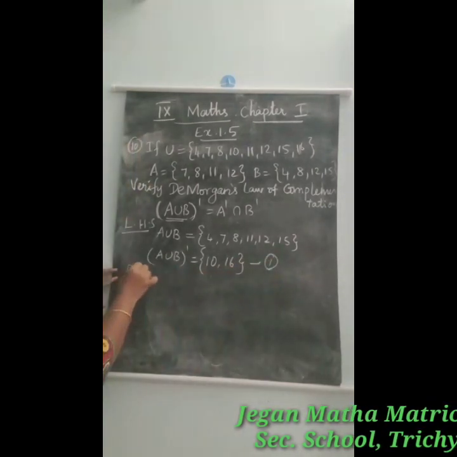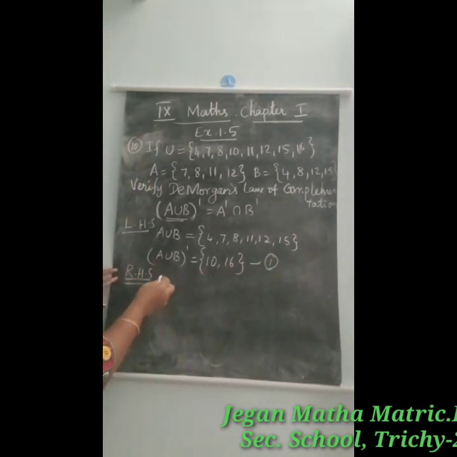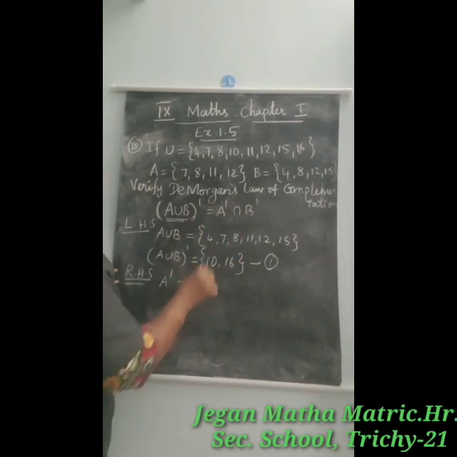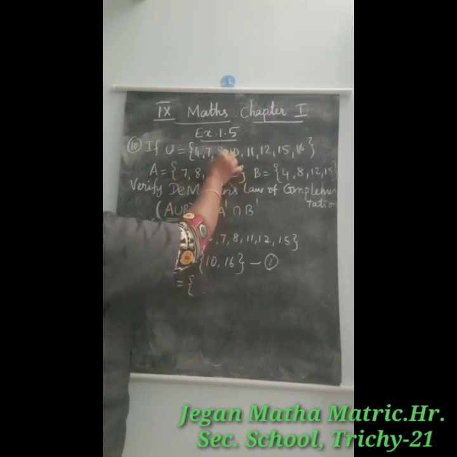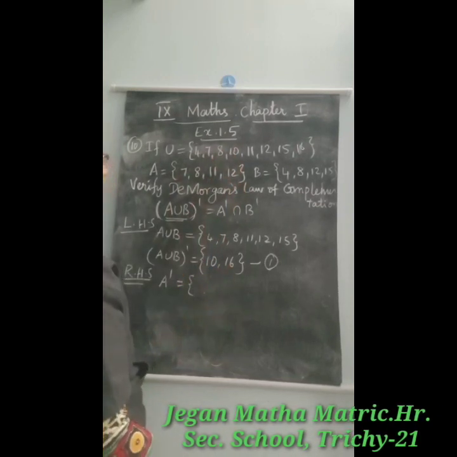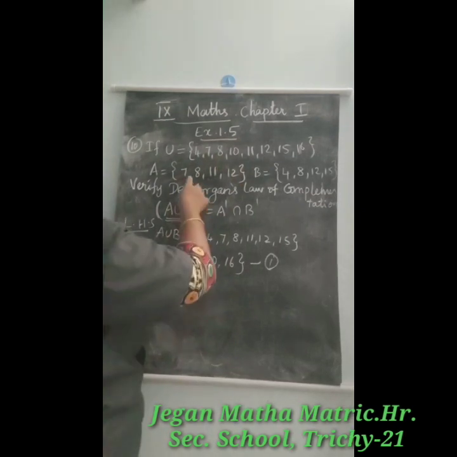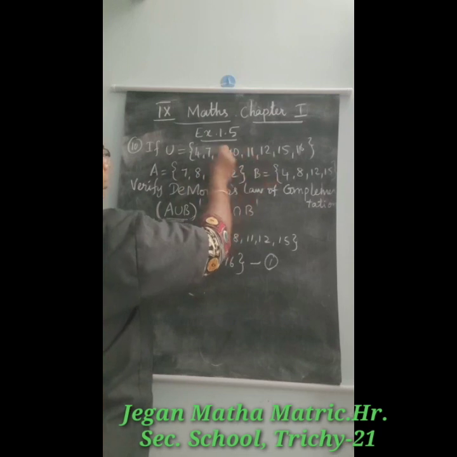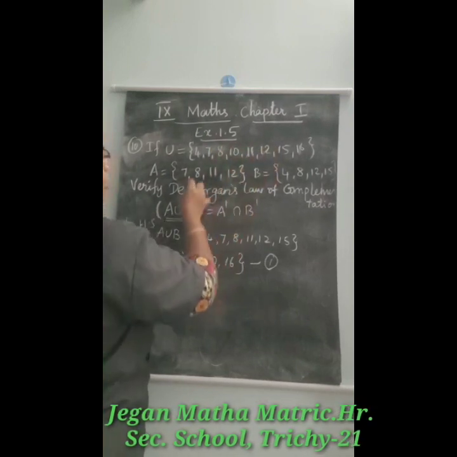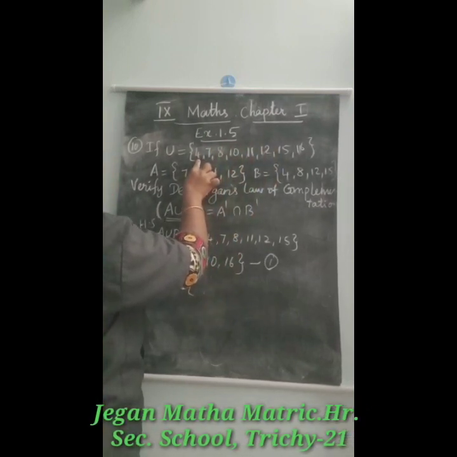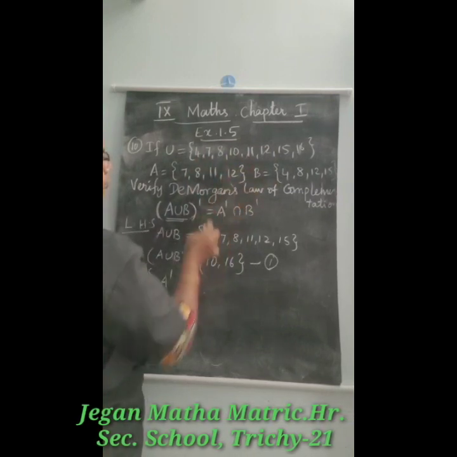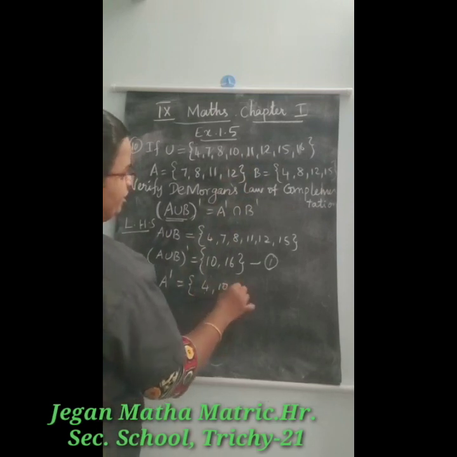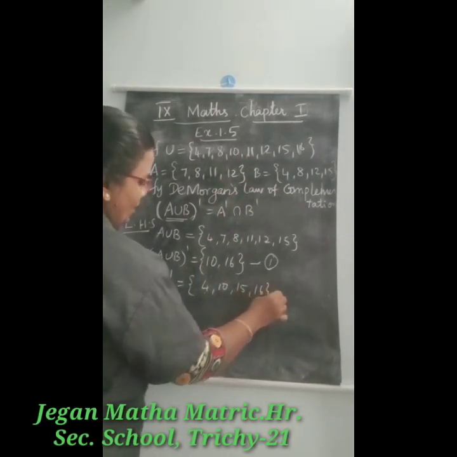And then RHS. RHS is equal to, first you have to take A dash. What is A dash? Except these A terms in the union, the remaining terms in the union, that is A dash. So you have to take 7, 8, 11, 12. So except those terms, we have to write 4, 10, 15, 16.